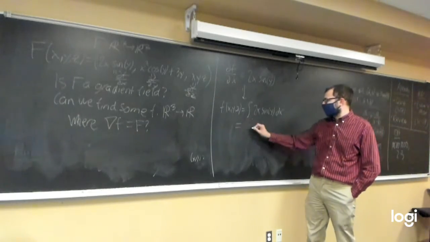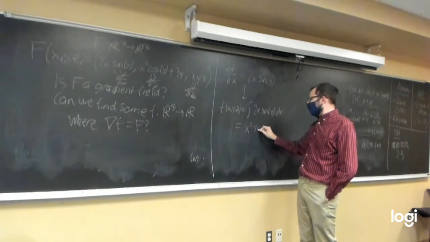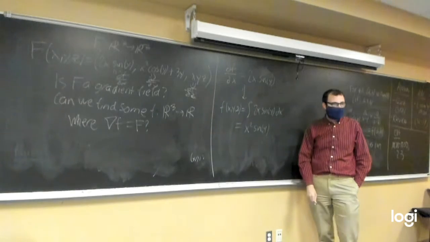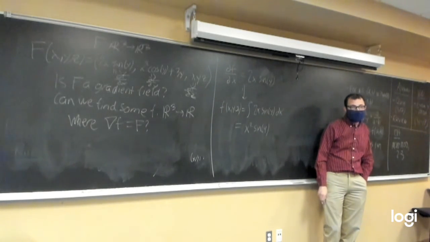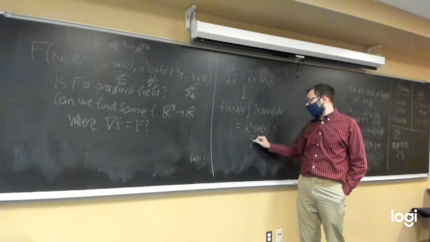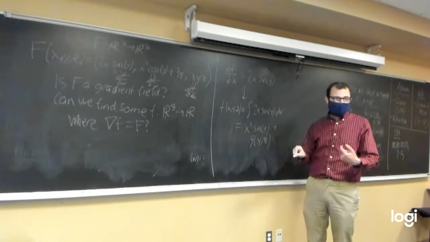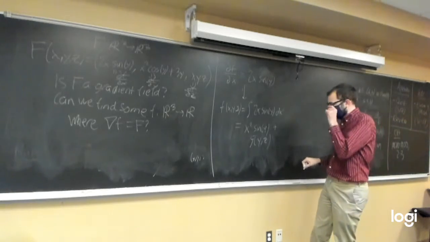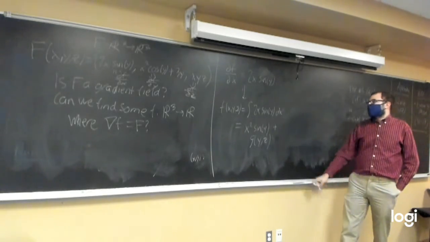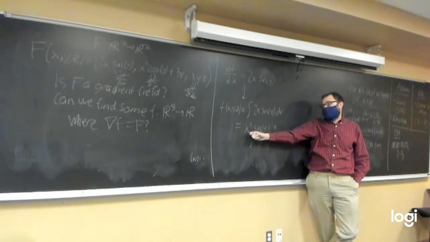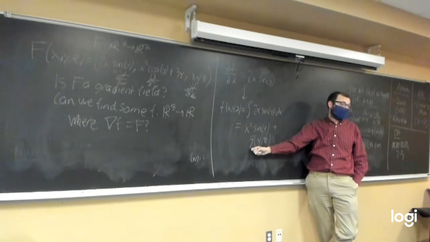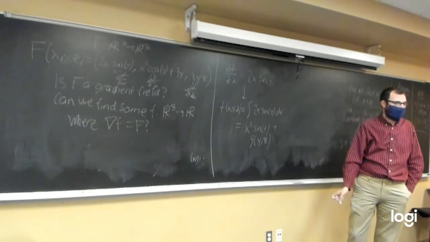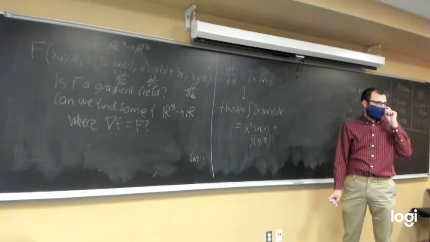X squared sine of y, plus g of y. Yeah, plus potentially some terms with y's and z's showing up inside of them. So what this tells us is that f has to have a term that is x squared sine of y, and any other terms that show up in our formula for f can only have y's and z's in them. And, I guess, constant values.